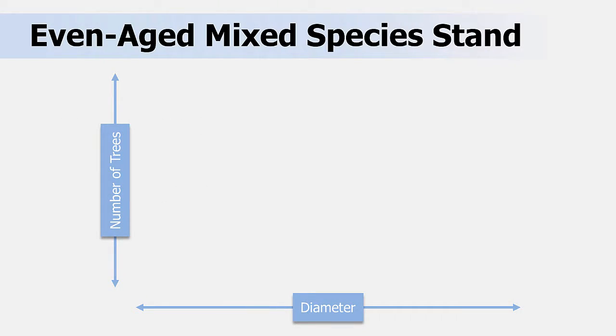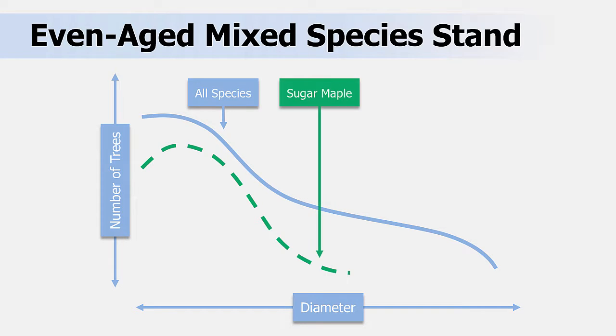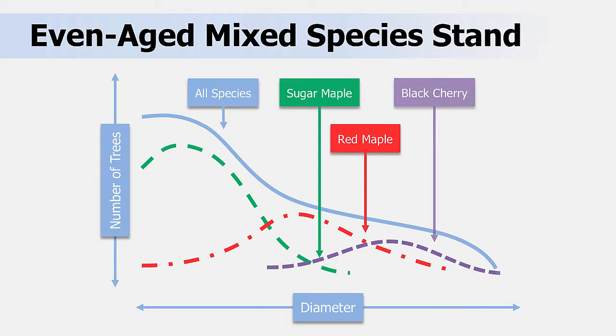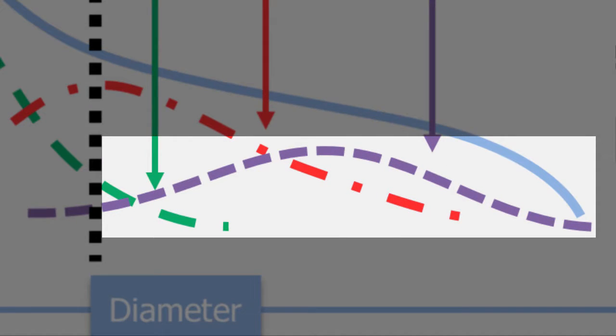This graph represents a typical Pennsylvania even-aged mixed-species hardwood stand. Tree diameters are shown on the x-axis and tree numbers on the y-axis. The blue line represents the sum of the three species that dominate the stand: sugar maple, red maple, and black cherry. In this example of a selective harvest, the dotted line represents the decision to cut trees larger than 14 inches. What happens? All the trees to the right of the line are cut, removing nearly all the black cherry.